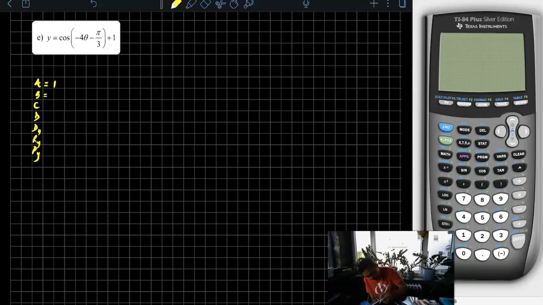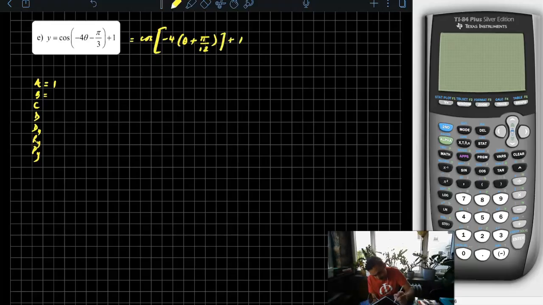A is 1. For B, let's factor out a -4 to get theta plus pi over 12, because if I distribute, I get -4 theta minus 4 over 12, which is pi. So that's a really weird phase shift. But it looks like I'm going to be starting at -pi over 12, which is a pretty gnarly fraction. And we have a vertical shift of 1.